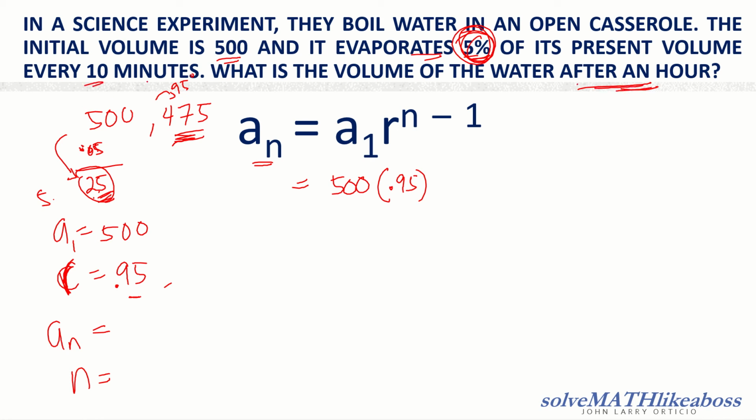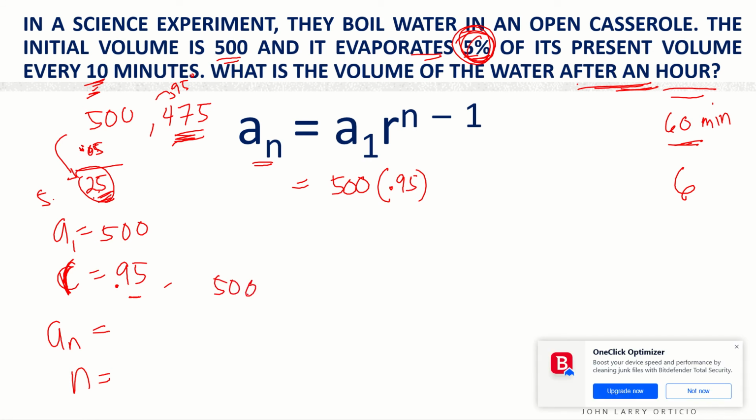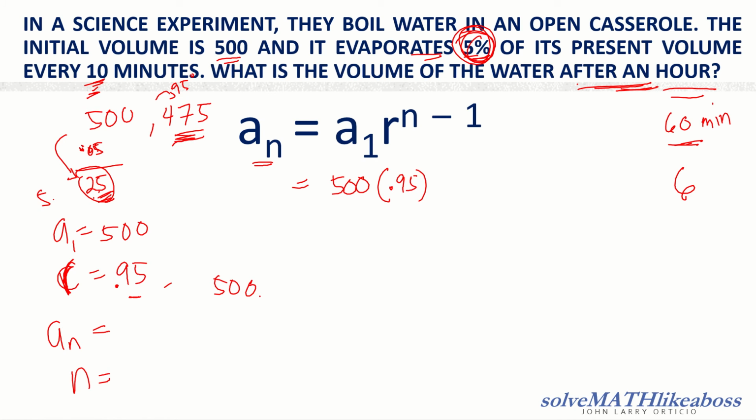Tapos, every 10 minutes siya nag-evaporate. Diba? Isang oras, may 60 minutes. Every 10 minutes. So, ibig sabihin, sa 60 minutes, magkakaroon tayo ng ilan? Meron tayong 6 na phasing, kasi ilang 10 minutes meron sa 60? 6. So, ibig sabihin, kung 500 yung first term, tapos after 6 turns ng pag-evaporate, 1, 2, 3, 4, 5, 6, ito yung hinahanap natin, pang-anim.